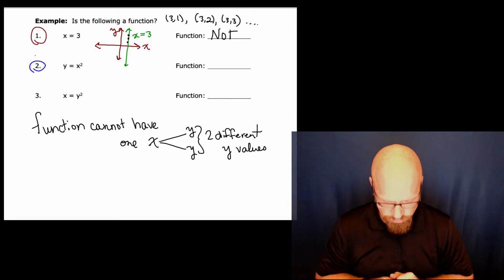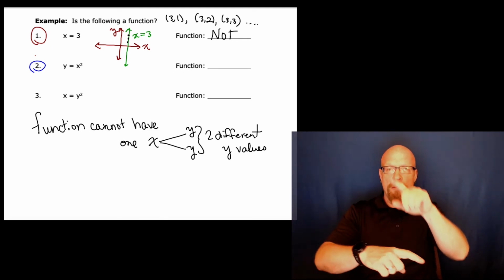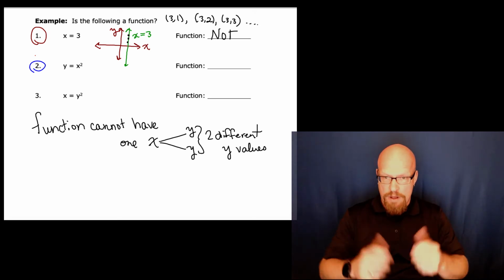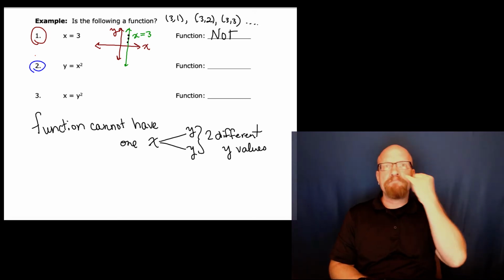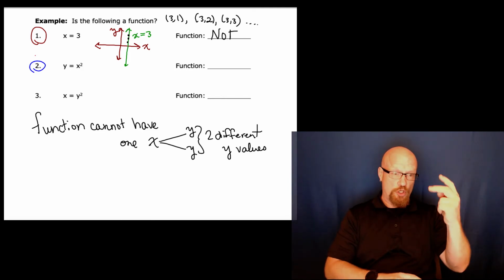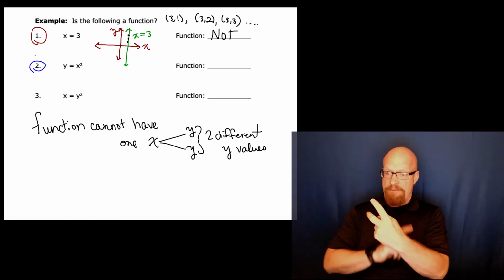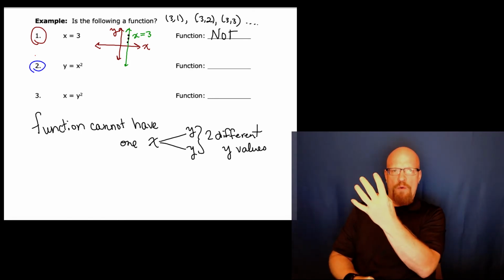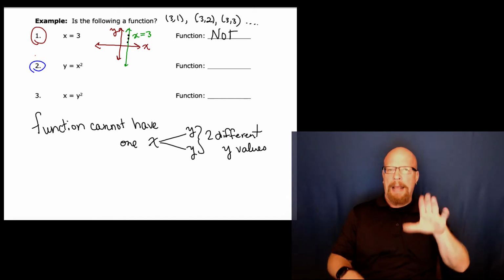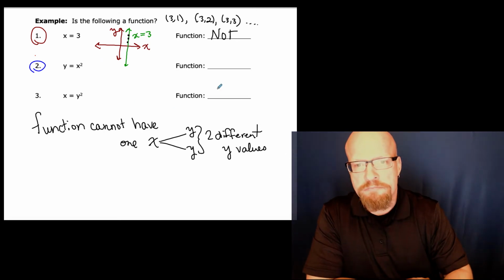Y equals x squared. Now this graph, if you're aware of it, is this shape. It's a parabola. Meaning, like, if x equals 2, y equals 4. Or, if x equals negative 2 and that's squared, y equals 4 again. We can have two different x's going to the same y. That's still a function. So this is a function.